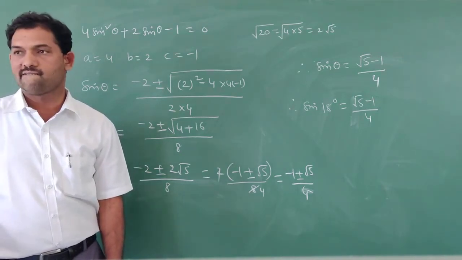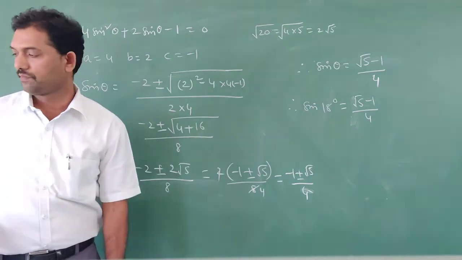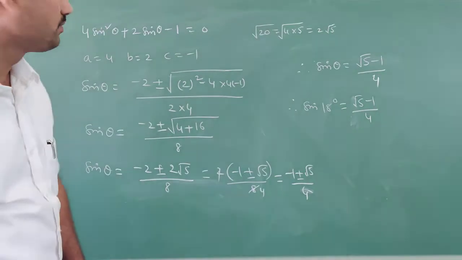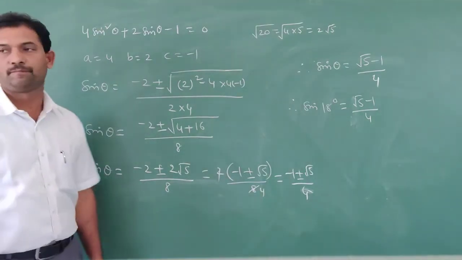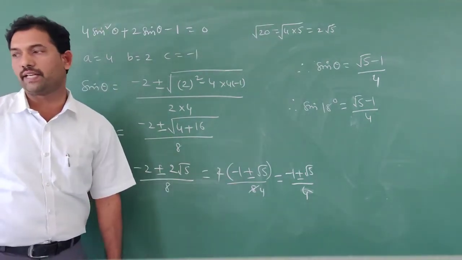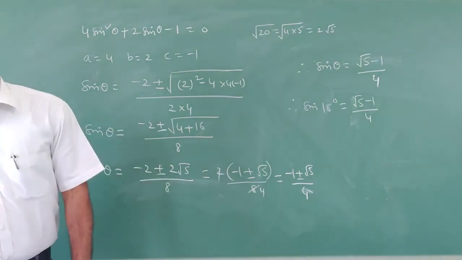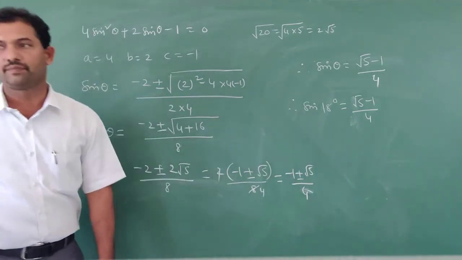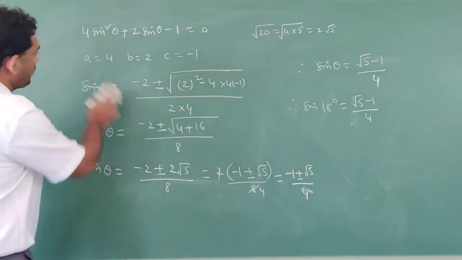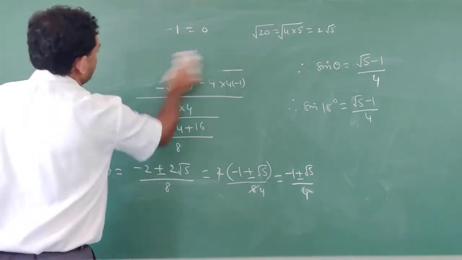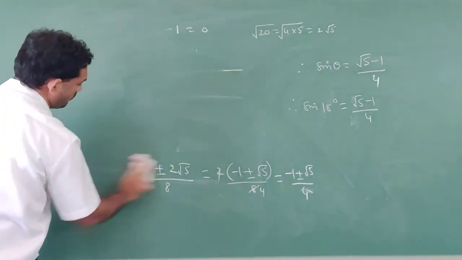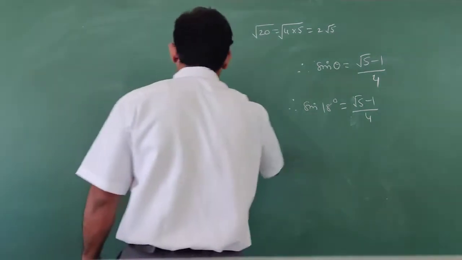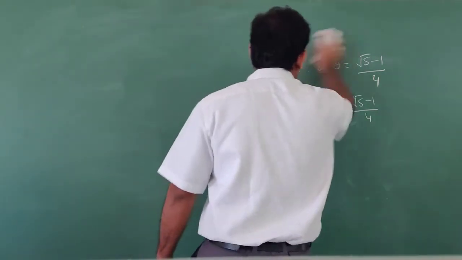Understand? Sine 18 degrees value is a positive value. That is an acute angle, so you have to take only the positive value. Understand? Next, the remaining values. Using this, you have to simplify the remaining values.